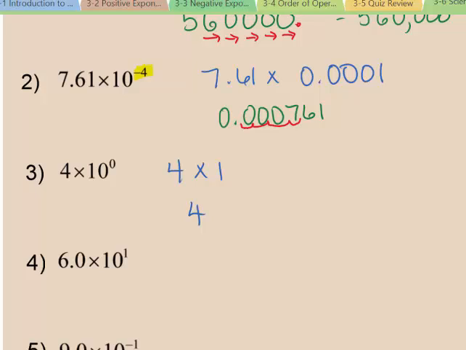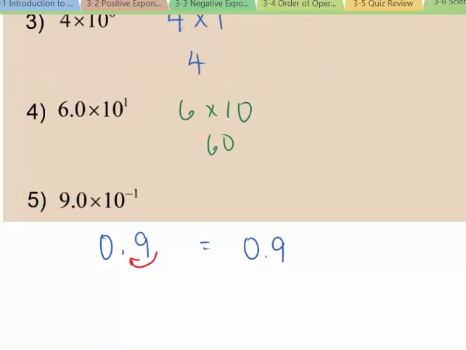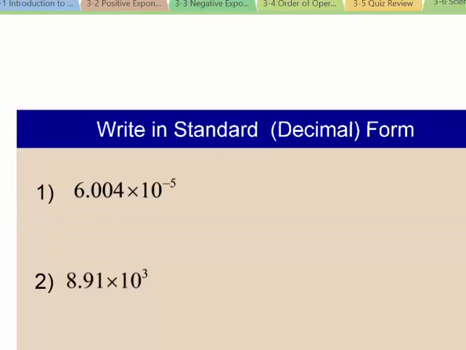Now try number 4. Here, hopefully you recognize that 10 to the first power is just 10, therefore 6 times 10 is 60. Now try number 5. We end up with 9/10 because we have to move the decimal backwards 1 place to change this into standard form once we multiply the scientific notation.